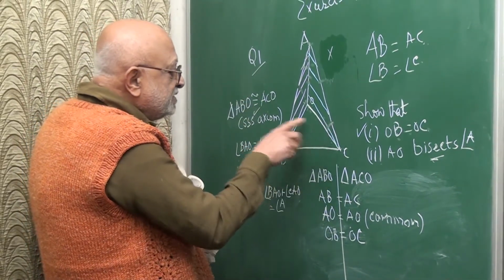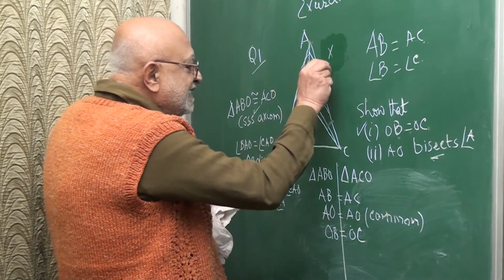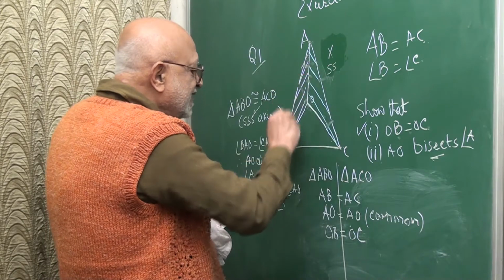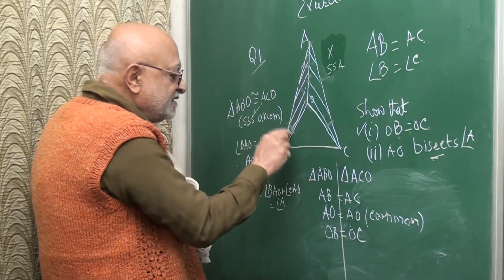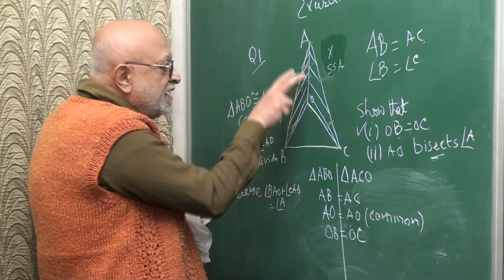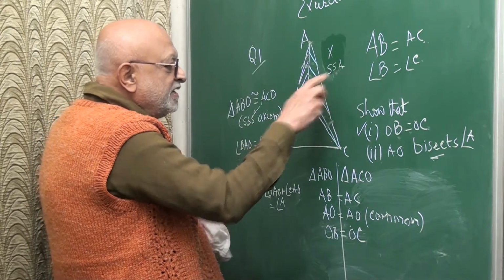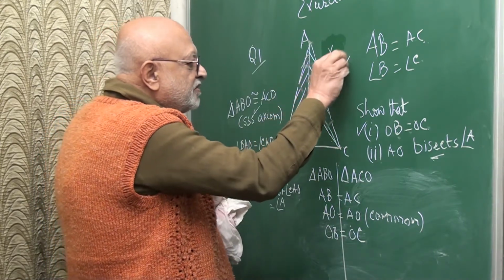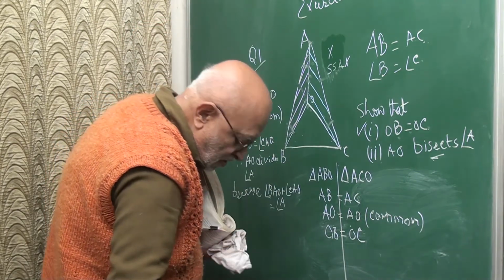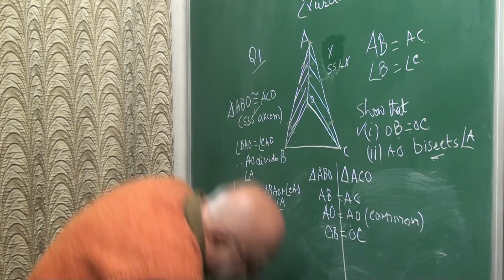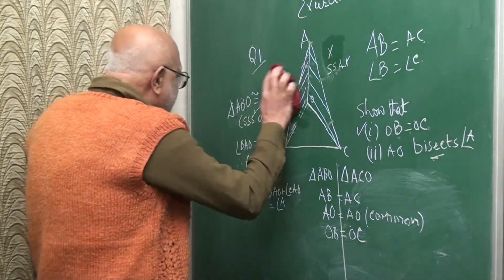You cannot use the other one, because in that way it will be side and angle, and this angle is not included between AB and AO. So this is not any one of the conditions, and it will not work for this purpose. Okay, then we will erase this part and go for question number 2.